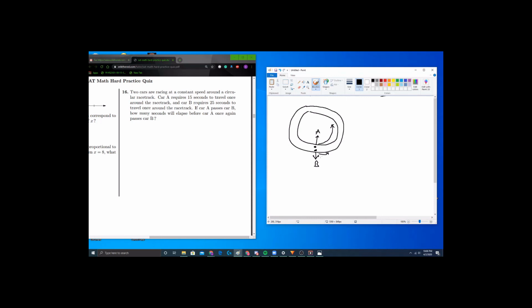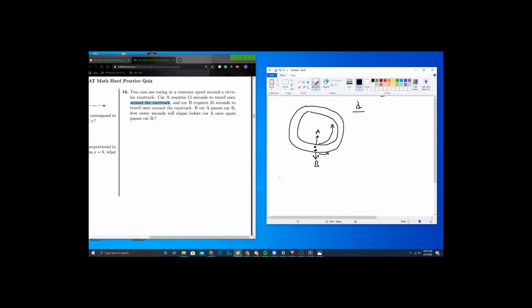So we know that this is a rate problem. We are given time, and we're given a certain amount of distance. The distance given to us is that they travel once across the racetrack. We do not know this distance, but we could arbitrarily call this racetrack length, or the circumference of the racetrack, D.